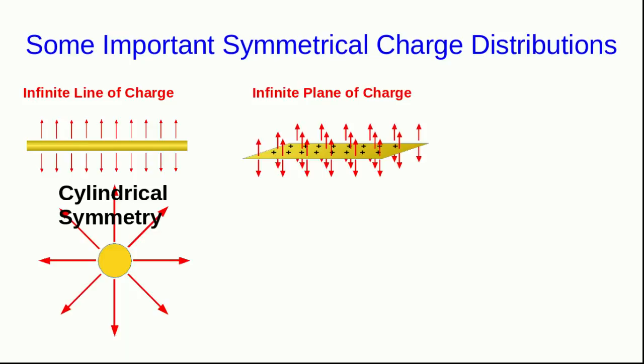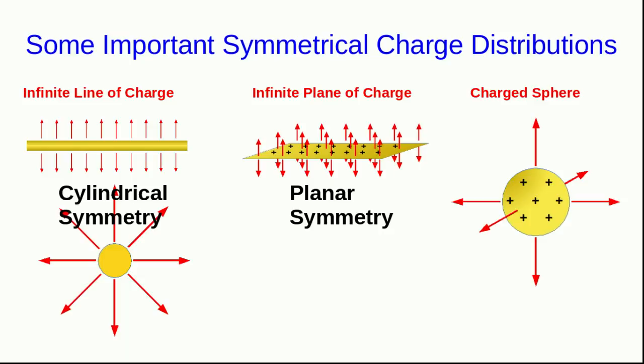Another one that we'll see is an infinite plane of charge, which we met during the electric fields unit. And so planar symmetry is going to be an important one to us. And finally, the granddaddy of all symmetries, the most symmetric object of all, is a sphere. Spherical symmetry is absolutely the most symmetry any object can have.